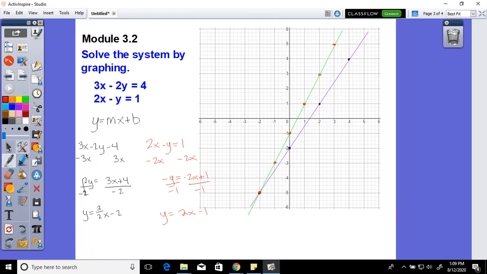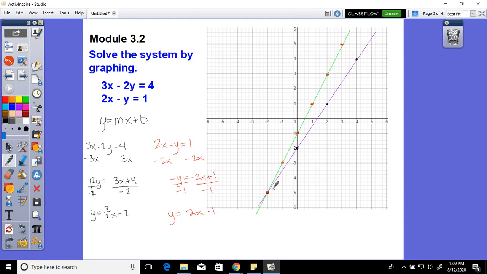Okay, so where the two lines intersect, that's going to be my solution. They intersect here, and that coordinate is negative 2, negative 5. All right, so that should be the solution to the system. Now, the way we check it is we go back and plug this x and y into the original equations, and if it gives us a true statement for both equations, then it is the solution for the system.